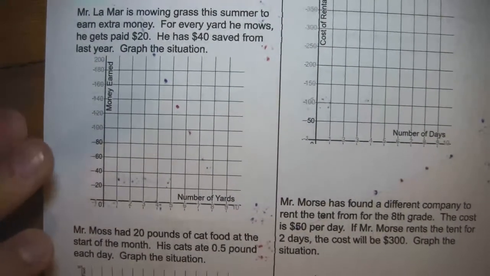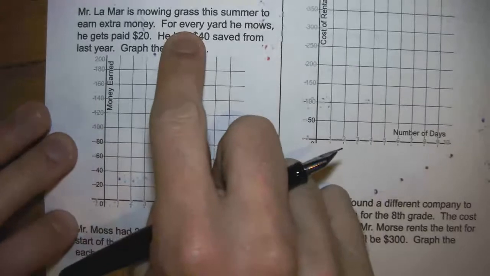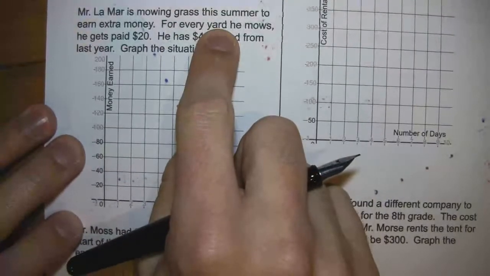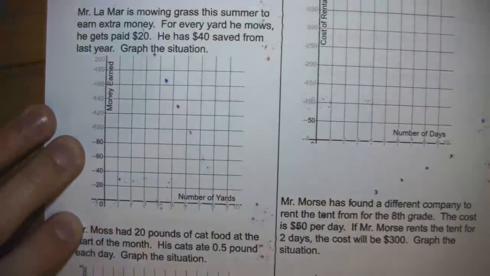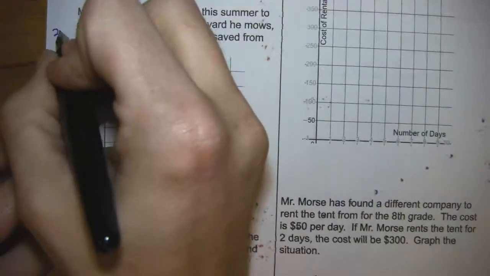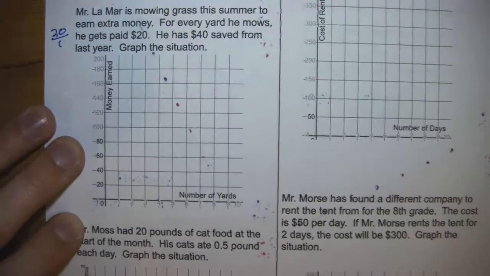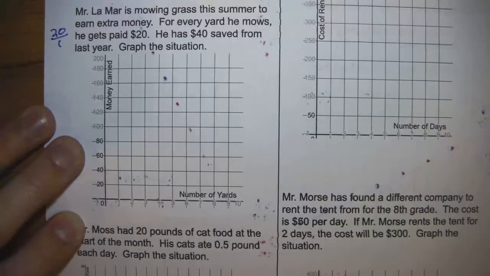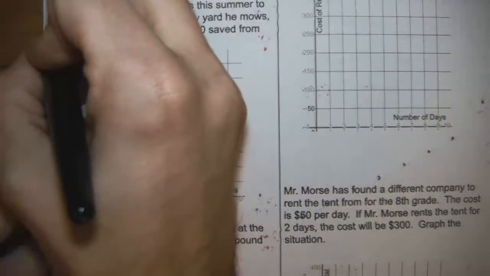All right. Well, let's start off. Do we have a rate of change? Kind of looks like we do. It says every yard gets you $20. So in other words, $20 for every 1 yard mowed. So that looks like a slope. So let's hold on to that. So that's m. Okay.